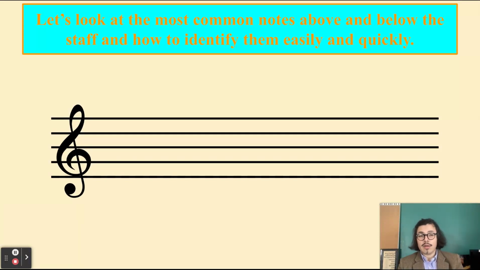In the last video, I showed you and taught you what ledger lines are, how to use them, and how to place notes on them. Today, we're going to focus on reading the notes that are in between the ledger lines, therefore in the spaces. They're not that difficult, really. You just have to follow the tricks that I'm about to show you. Let's get into it. We're going to look at the most common notes above and below the staff, and we're going to figure out how to identify them quickly.